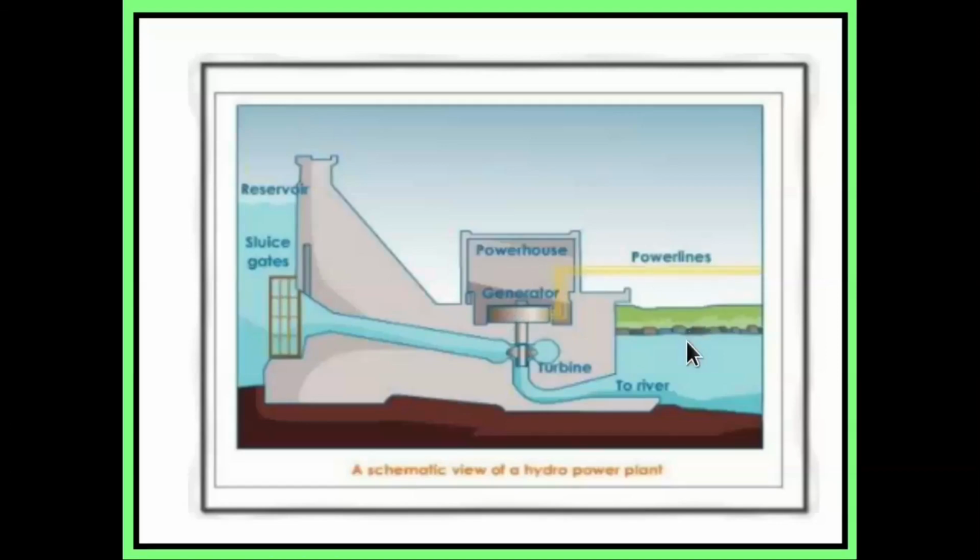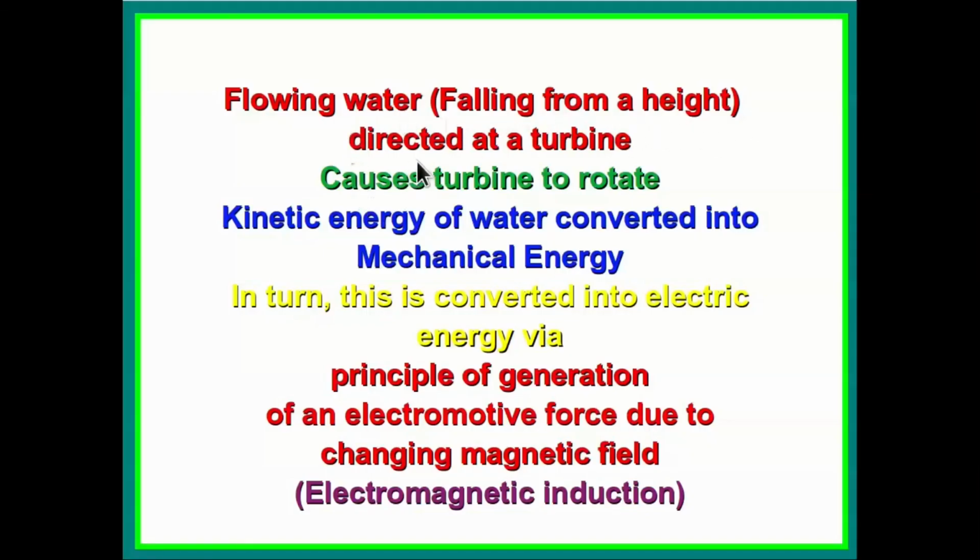So flowing water falling from a height directed at a turbine causes the turbine to rotate. The kinetic energy of water is converted into mechanical energy. In turn, this is finally converted into electrical energy via the principle of generation of an electromotive force due to a changing magnetic field, or in other words, electromagnetic induction.